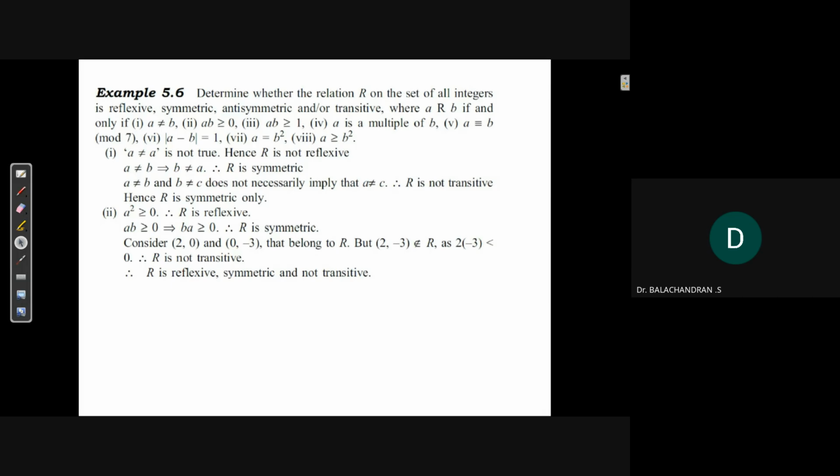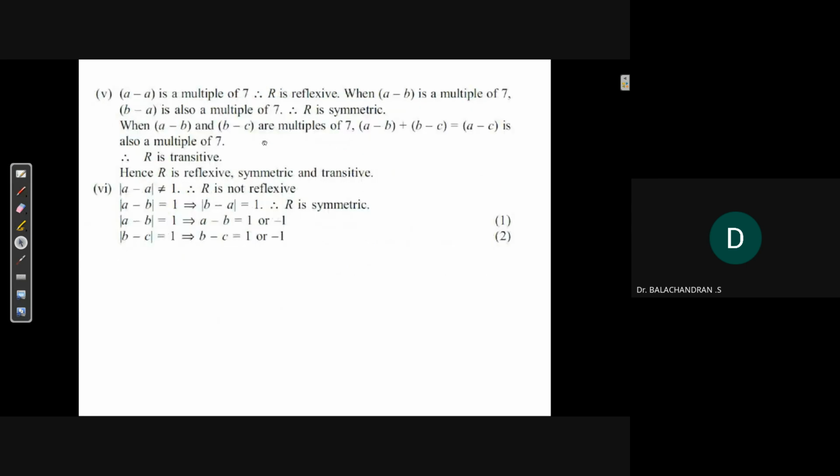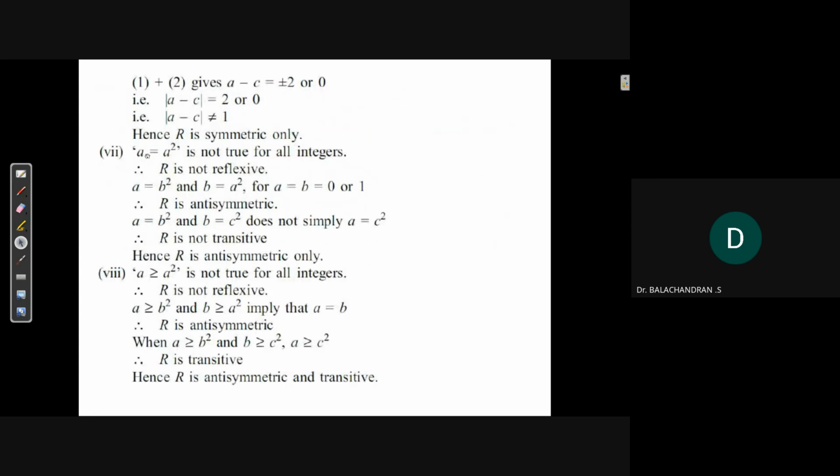Seventh one, a equal to b square. Here, to prove R is reflexive, I need to prove a equal to a square. But a equal to a square is not true for all integers. So that's why it's not reflexive. Next, it is also not symmetric.